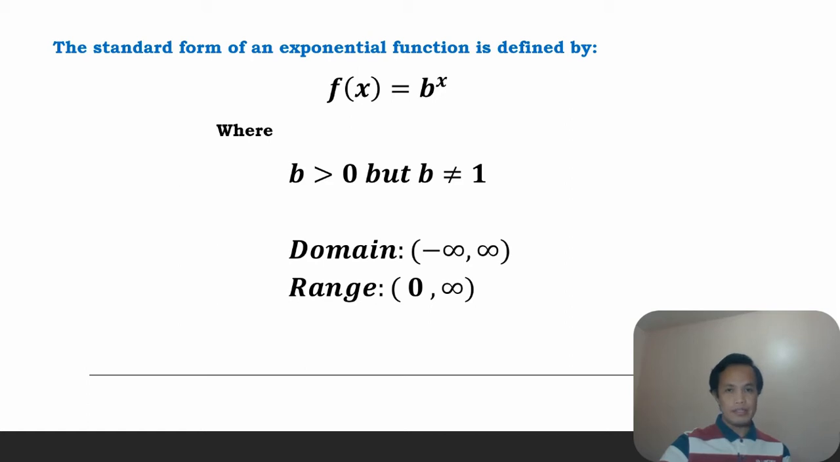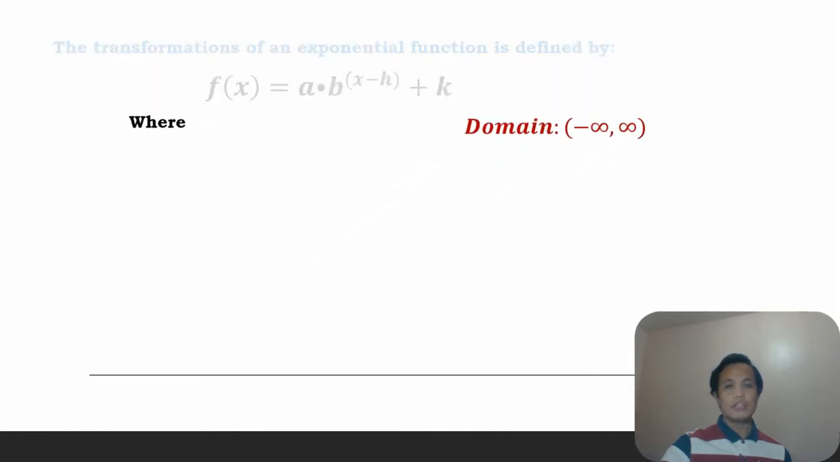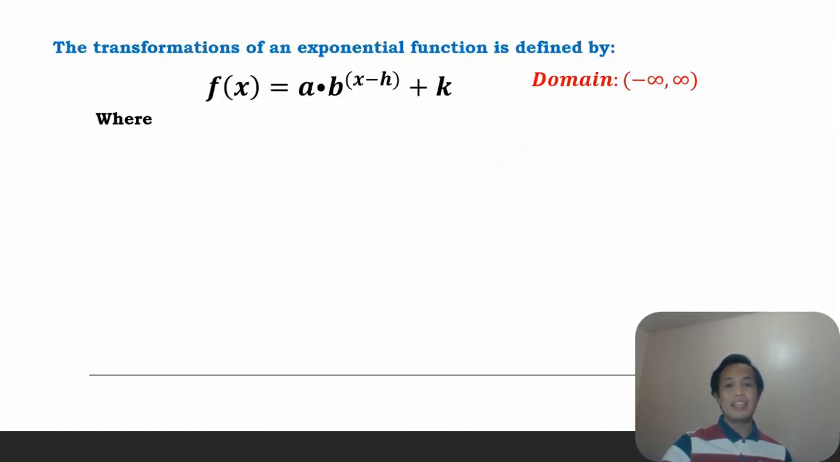Okay, but for now, I will be presenting to you another form of exponential function. In this case, this is called a translation or the translated form of exponential function. But you have to take note that this transformation of exponential function is just based on the standard form. Okay? This time, we have here f of x equals a times b raised to x minus h plus k. So we will try to understand the components of this transformation of exponential function.